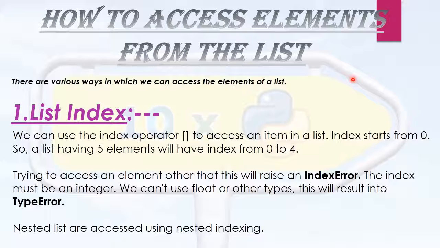For example, if we have 5 elements, then the index starts from 0 to 4. Trying to access an element outside this range will raise an index error. The index must be an integer. If we use float or other types, this will result in a type error. Nested lists are accessed using nested indexing.